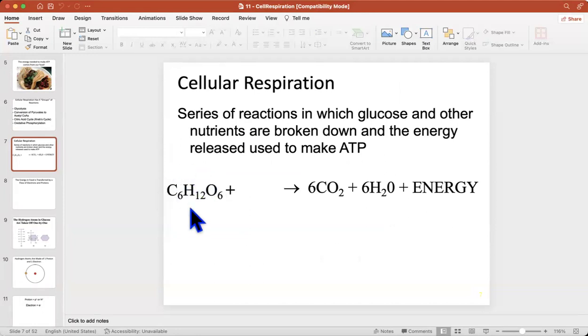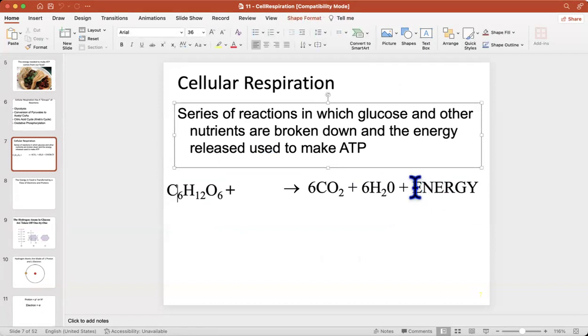And the goal is to turn glucose, this 6 carbon, 12 hydrogen, 6 oxygen molecule, into ATP. This energy is ATP. And you will learn how many in total. So totally it is actually 38 ATP. And the byproducts are CO2 and water. That's why we breathe out CO2 and water. So you also breathe out vapor.